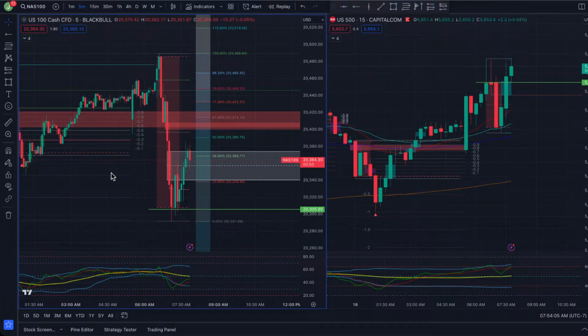I kind of paused there. NAS is still on the other side of that fair value gap. I'd like to see it push through. We can make a more well-informed decision up here than we can down here.